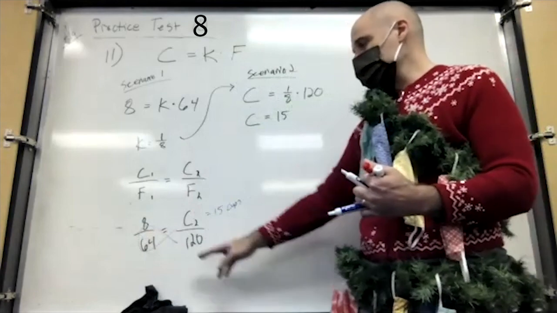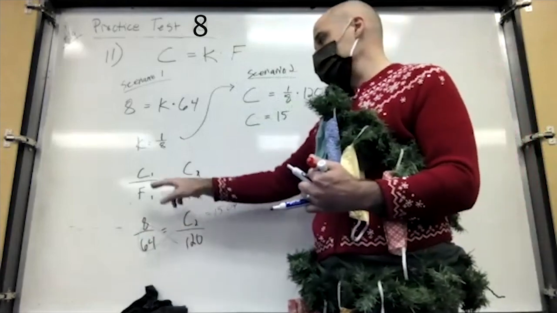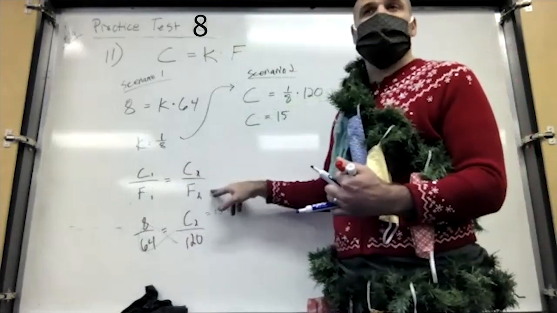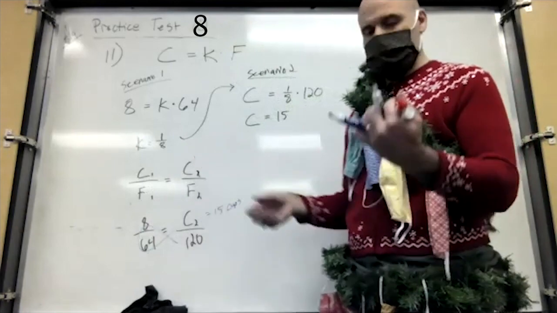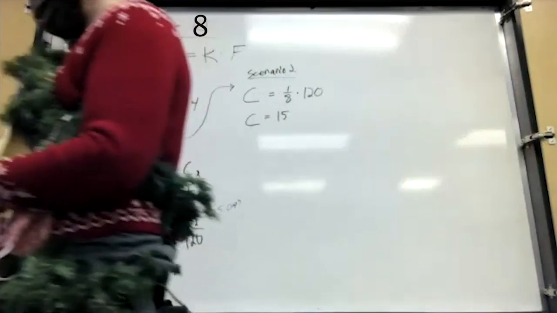This is awesome. If this was inverse variation, it would be C1 is to F1 as F2 is to C2. So you just flip that second ratio. Okay?